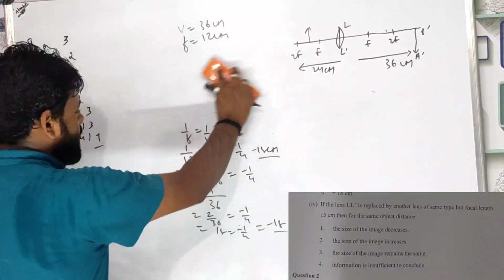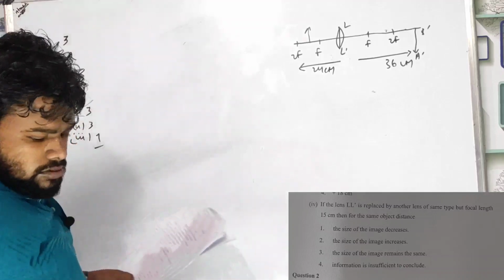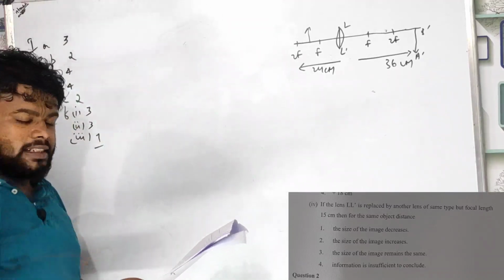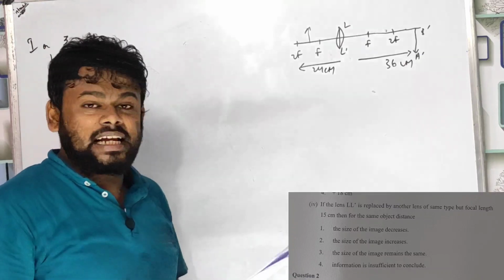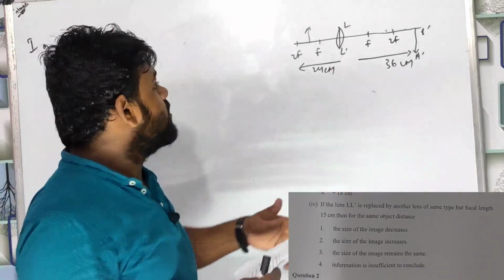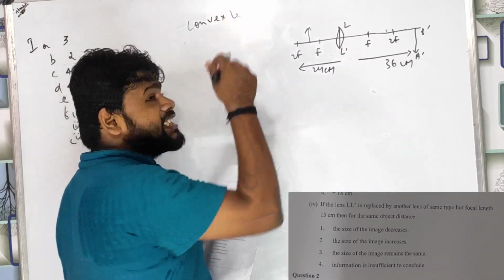See, in case of bit 4, let me erase this also. In case of bit 3, in case of bit 4, it is given that the lens is replaced by another type of lens. Which kind of lens is it? Convex lens. Convex lens is given. So the lens will get changed.